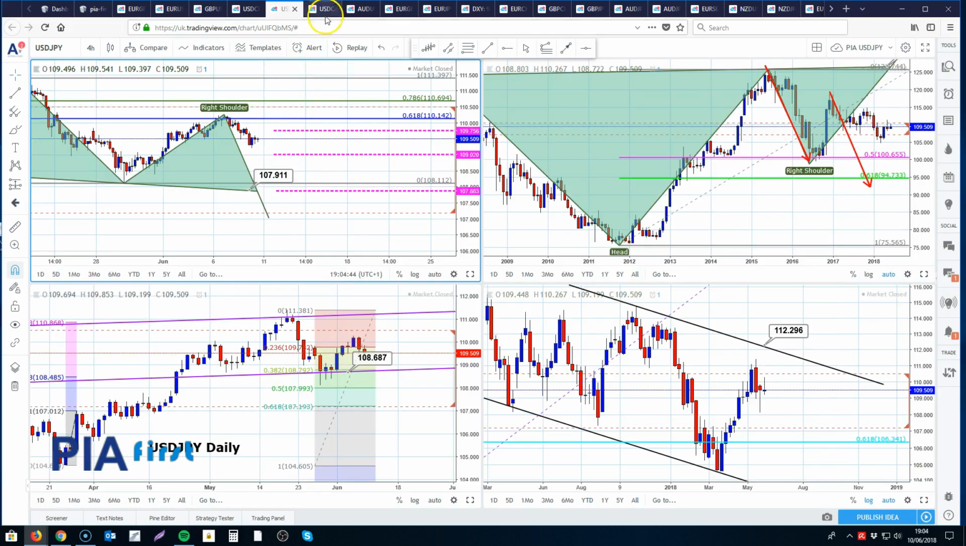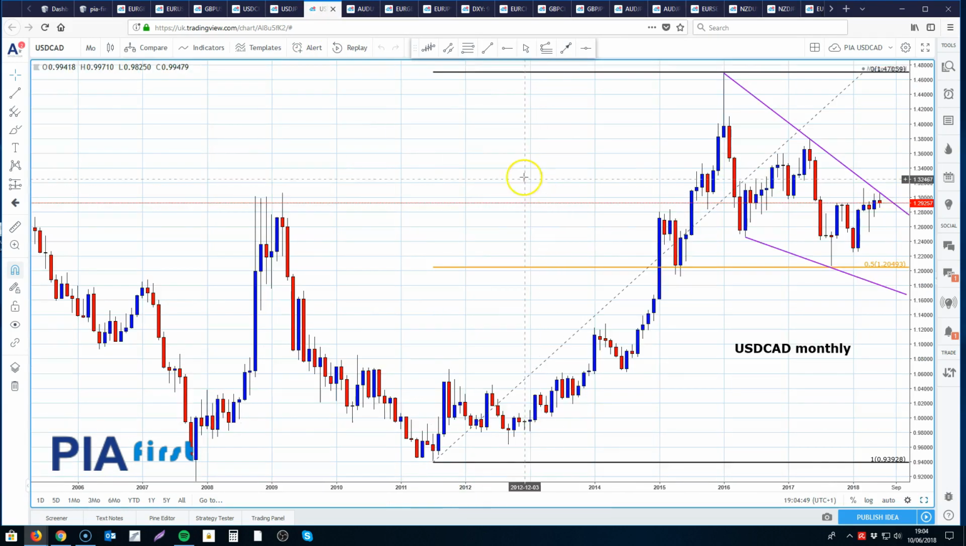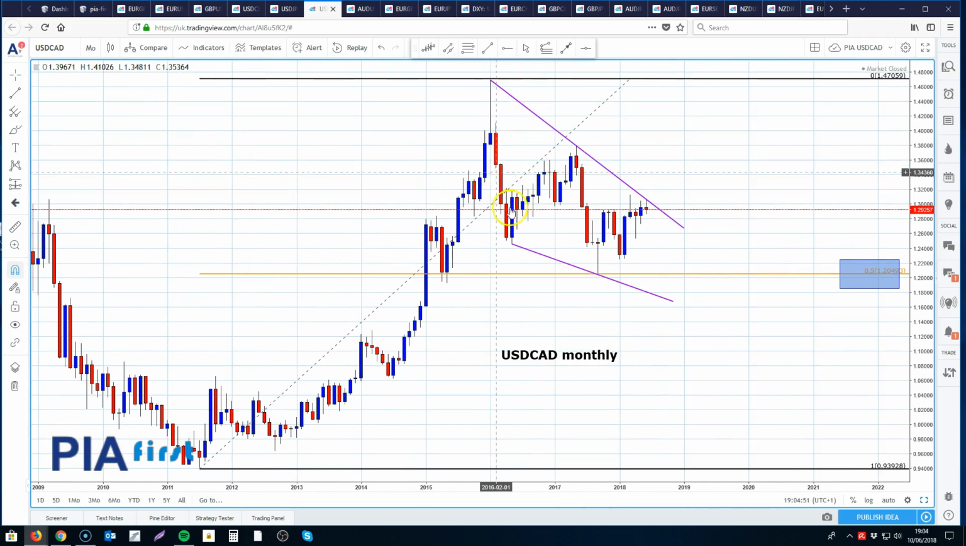So this is our main focus this week, with maybe intraday rallies being sold into at the beginning of the week. Dollar CAD, we've really struggled with dollar CAD lately. We are in what we believe to be a descending wedge formation that has a bias to eventually break to the upside.